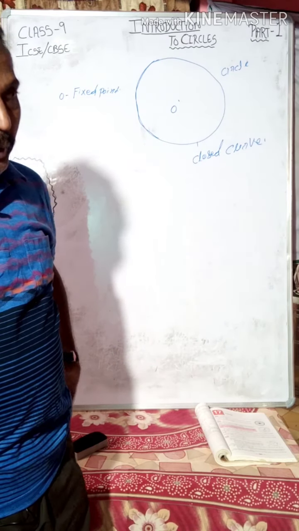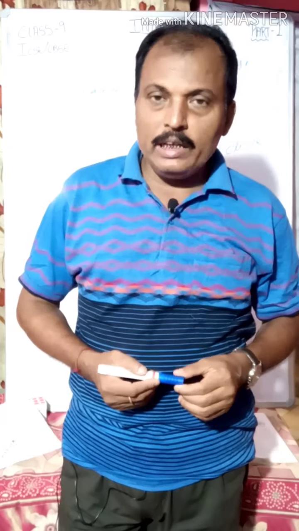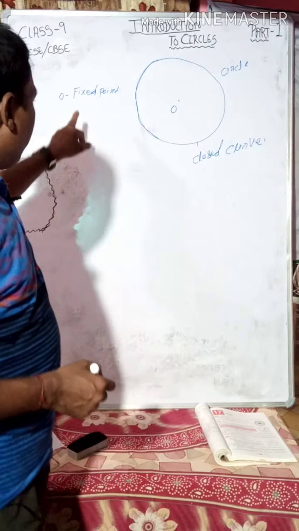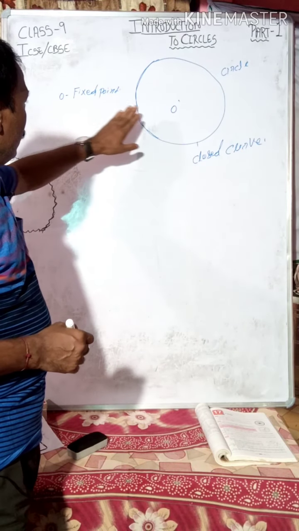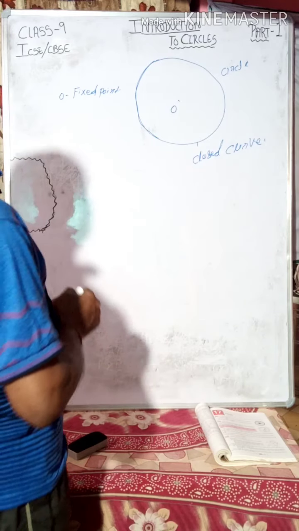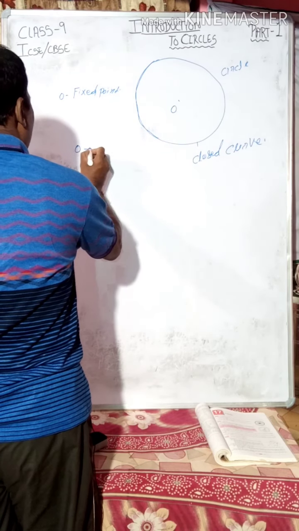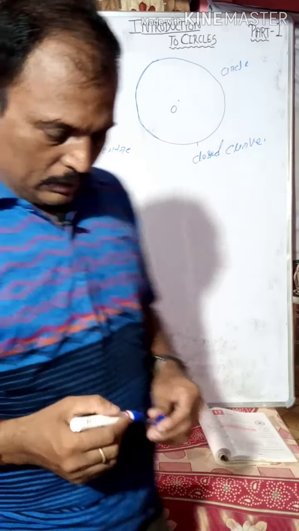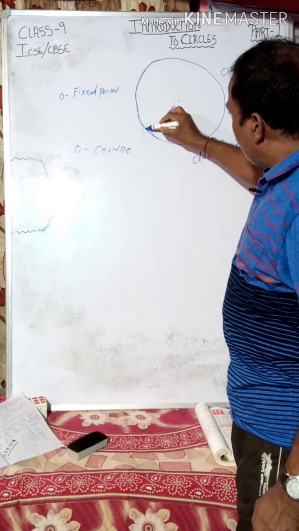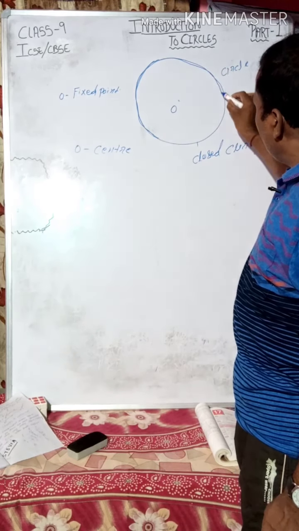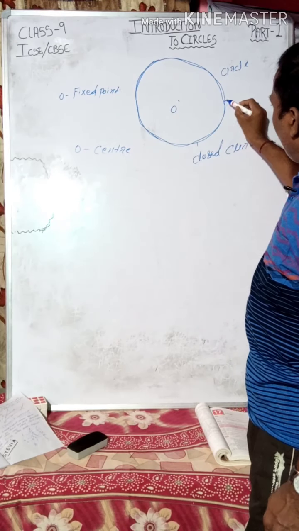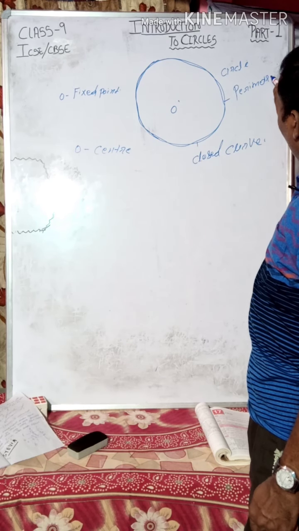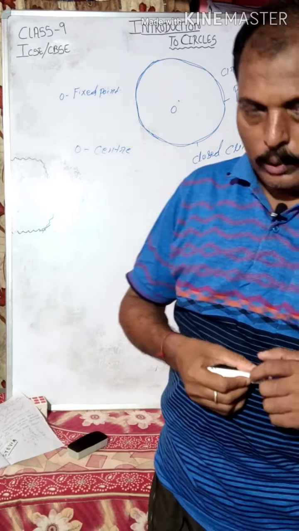Now we will discuss more things about the circle. Look, this is a circle. So this is the fixed point O. The fixed point O is called the center of the circle. O is the center. And this curved path is called the perimeter. We know what is perimeter.